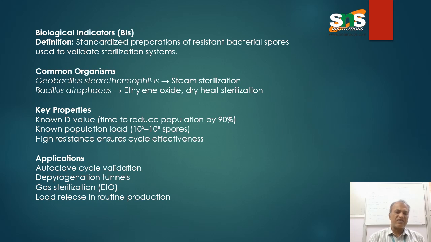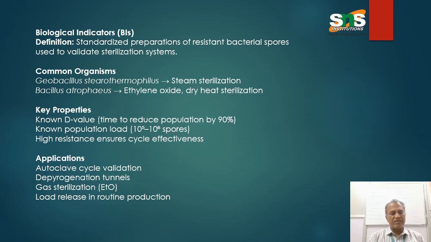So what does high resistance mean? These microbes vary slightly when compared to other microbes. Because of their spore-bearing properties, they have a high resistance towards the cycles, meaning they can withstand pressure and temperature throughout the process. These are the key properties of the biological indicators.